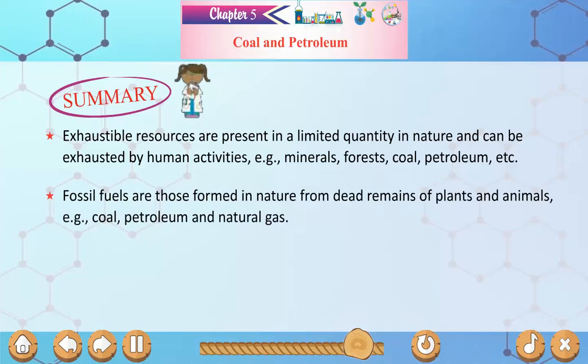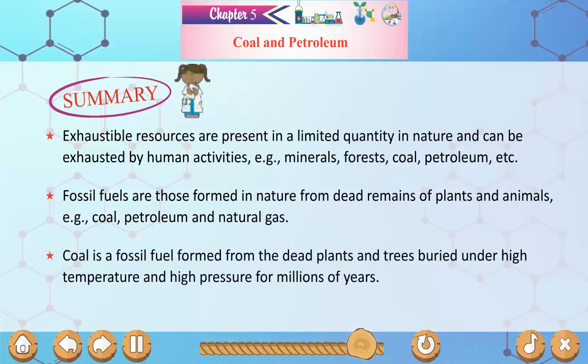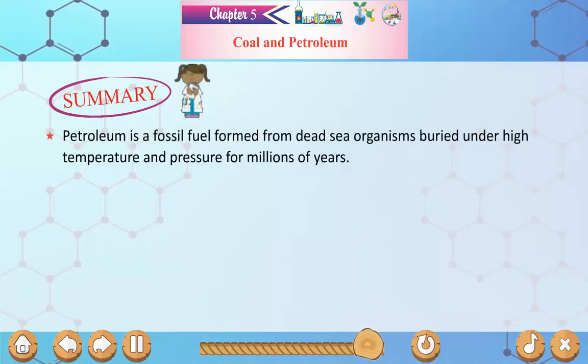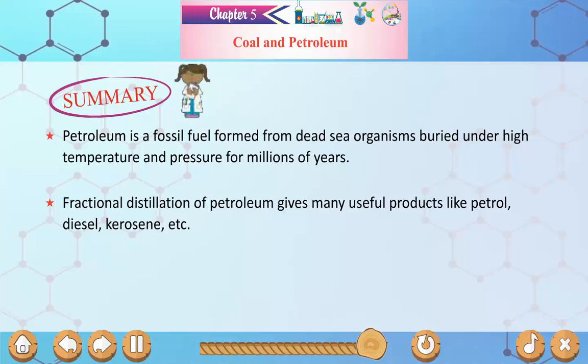Fossil fuels are those formed in nature from dead remains of plants and animals. Example, coal, petroleum and natural gas. Coal is a fossil fuel formed from the dead plants and trees buried under high temperature and high pressure for millions of years. Destructive distillation of coal gives useful products like coke, coal tar and coal gas. Petroleum is a fossil fuel formed from dead sea organisms buried under high temperature and pressure for millions of years. Fractional distillation of petroleum gives many useful products like petrol, diesel, kerosene, etc.